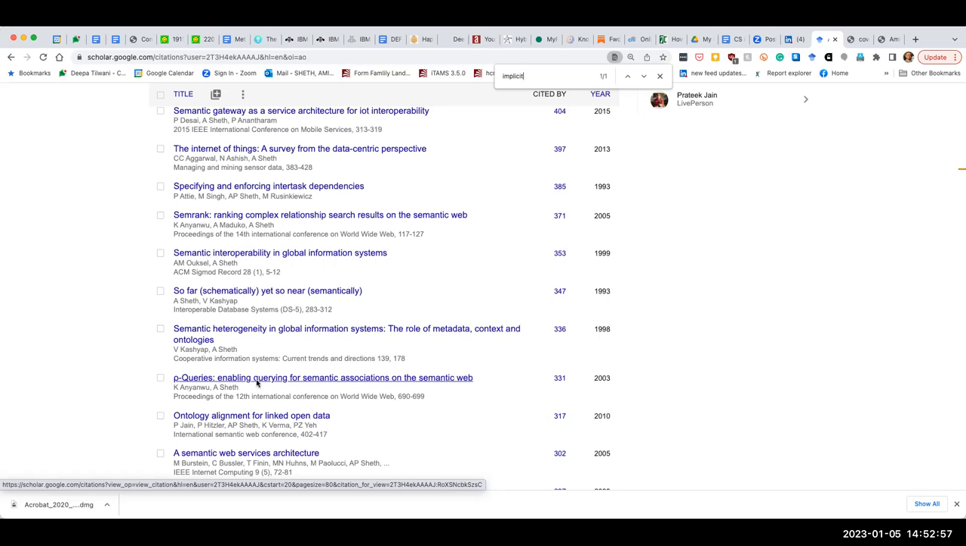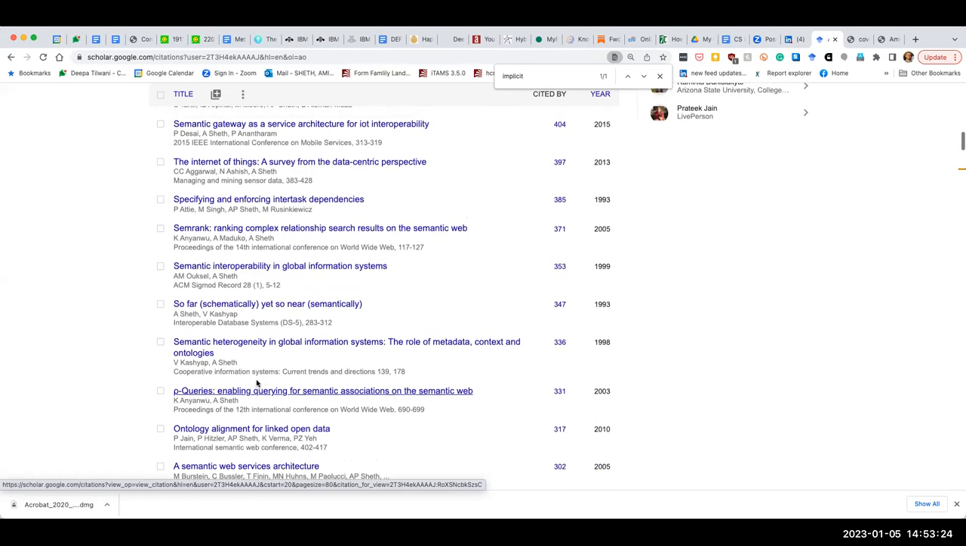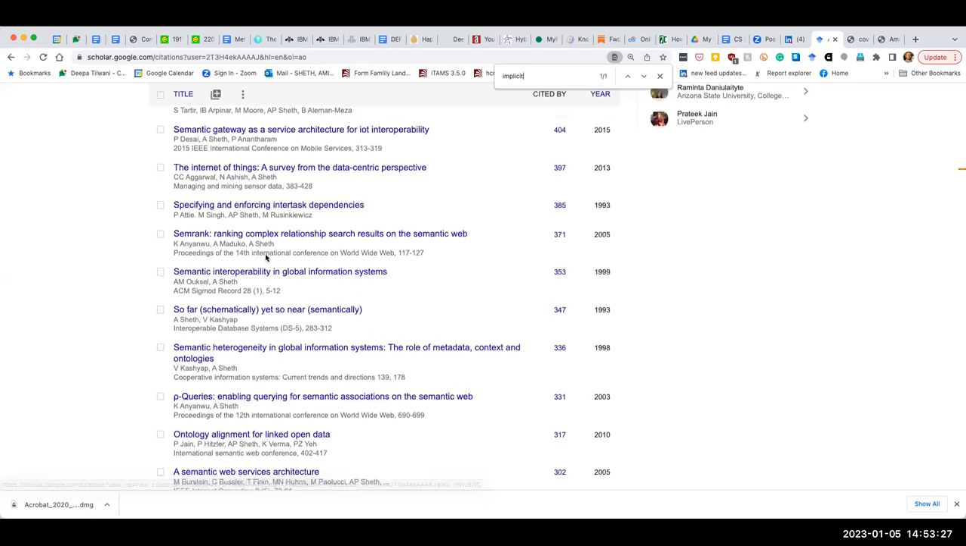ROW queries: enabling querying for semantic association on the semantic web. Then there was this second paper. By the way, the one next to that, the 2000 paper, got the 10-year award from ISWC, the ontology alignment work that my student Prateek Jain did. The next paper was this one, SemRank: Ranking Complex Relationship Search Results on the Semantic Web.